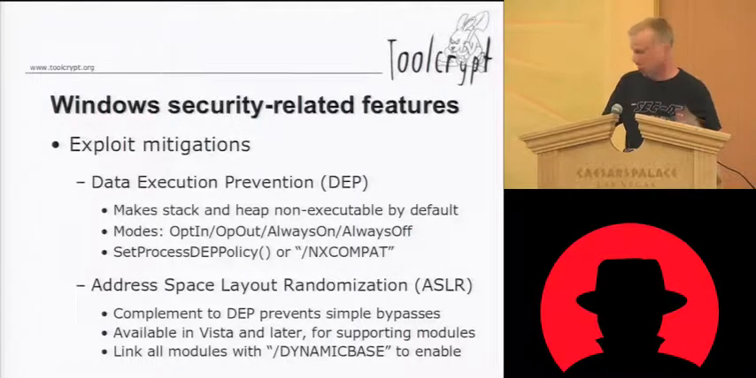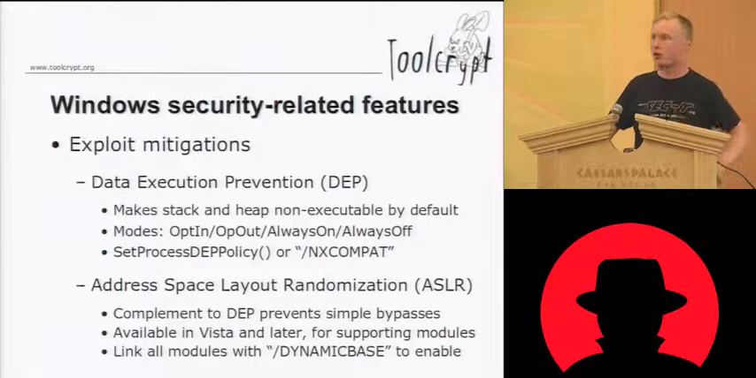Unfortunately, for backwards compatibility reasons, this isn't enabled on all systems. So client systems still don't have this enabled for every process. I won't go through which systems have which policy, but there are different policies like opt-in, opt-out, always on, always off. Always on, always off are self-explanatory. Opt-in means that a process needs to be DEP aware and say, I support this, please enable DEP for my process. Opt-out means that it's used for all processes except for certain processes that are on an exclusion list.